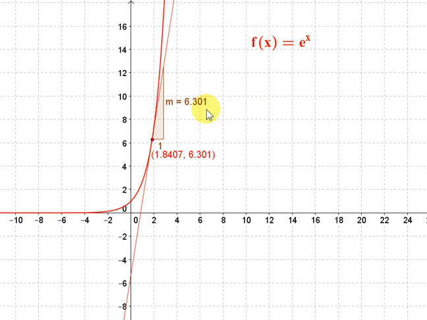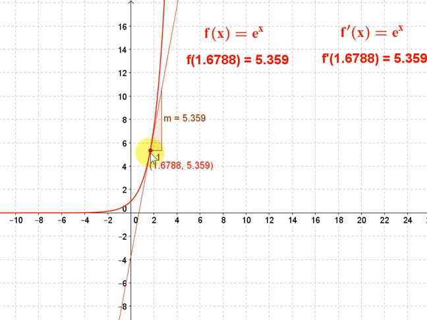Remember, to get the slope of a line, we can pick any point on the line and increase x by 1, and then see by how much y changes. So the change in x here, delta x, is plus 1, and you can see that the change in y, or delta y, is 6.301 units. That's the same as the y value of the point. That's only true for this function, of course. So we can write the derivative like this: f prime of x is the slope of a tangent to the graph of e to the power of x at any value x.